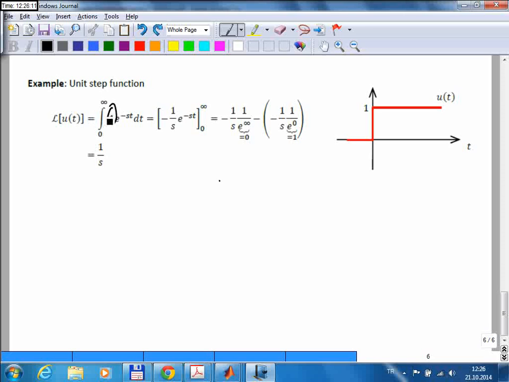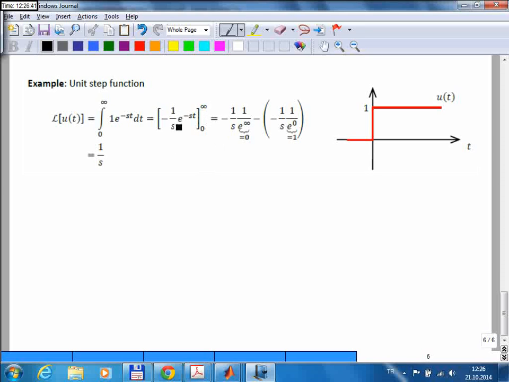So this is our function. And we multiply that with e to the power minus st, and then perform the integration. The integral is taken as follows. The integral of e to the power minus st is the same thing. We just bring minus 1 over s as a multiplicative term. And now we take integration between these limits from 0 to infinity.